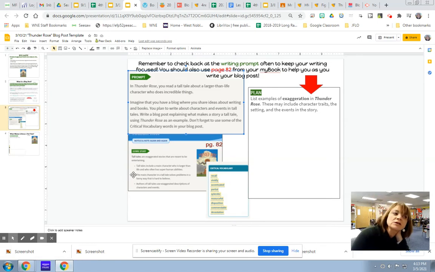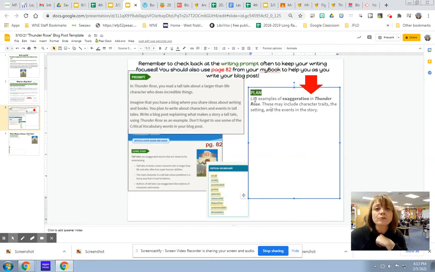On page 82, boys and girls, you will find the genre study with criteria for what makes a story a tall tale, and you will also find a list of our vocabulary words. So page 82 is going to be super helpful as you write your blog post. But remember, you're supposed to use Thunder Rose as an example. So you also need to go back through the story in Thunder Rose and list examples of exaggeration in Thunder Rose. They can include character traits, the setting, and events from that story.